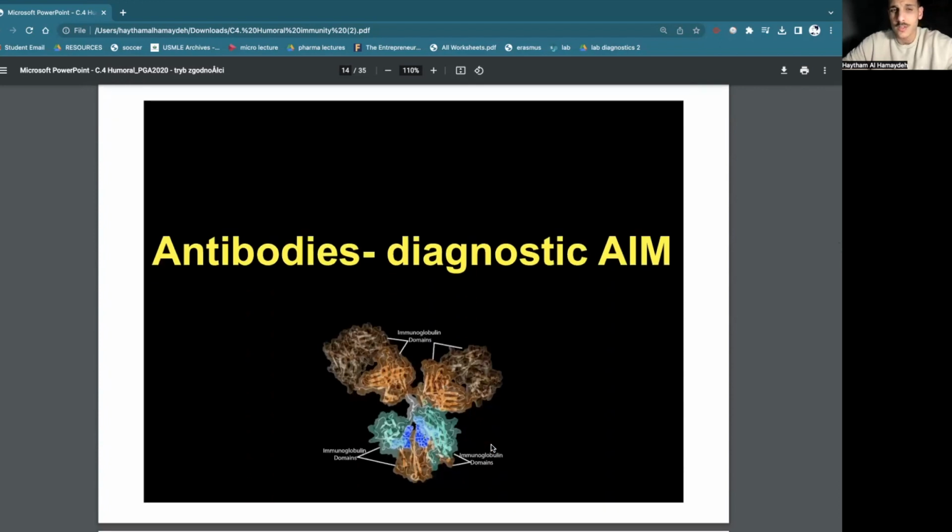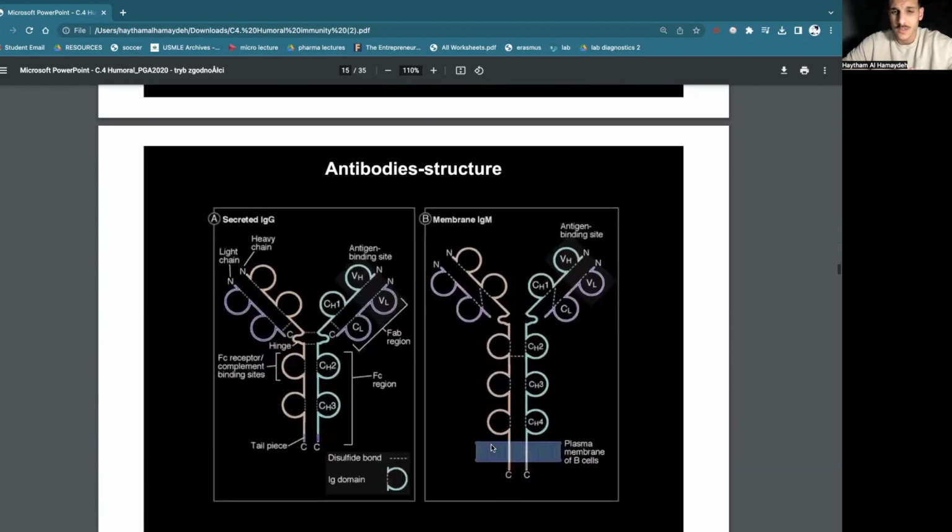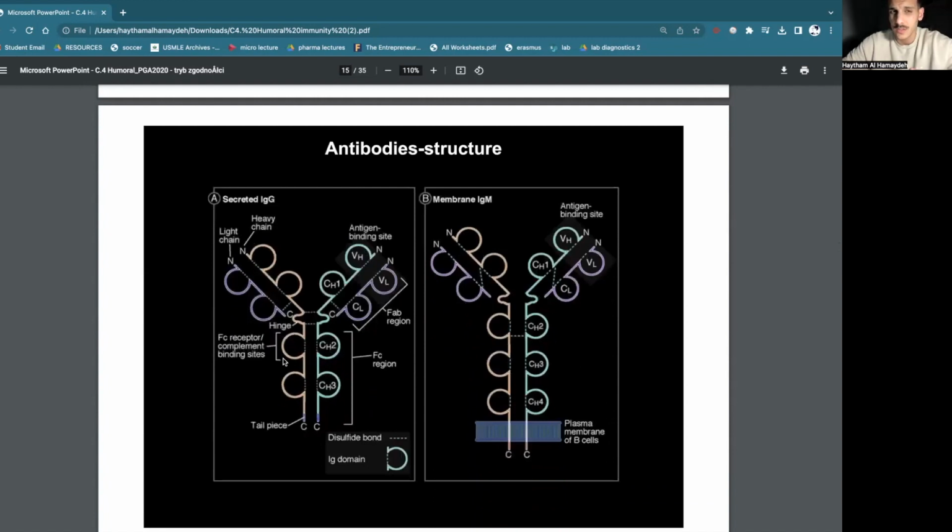Now we can talk about antibody diagnostics. These are just the structure of the antibodies. Just know that these are the IgG antibodies that are generally found free in the blood, and they cause long immunization. And these are produced, as we remember, from the thymus-dependent activation of B cells. IgMs, on the other hand, are produced from the thymus-independent activation of B cells, and they cause a shorter immune response. And IgMs are basically the BCRs that are found on B cells and released when the B cells are activated.